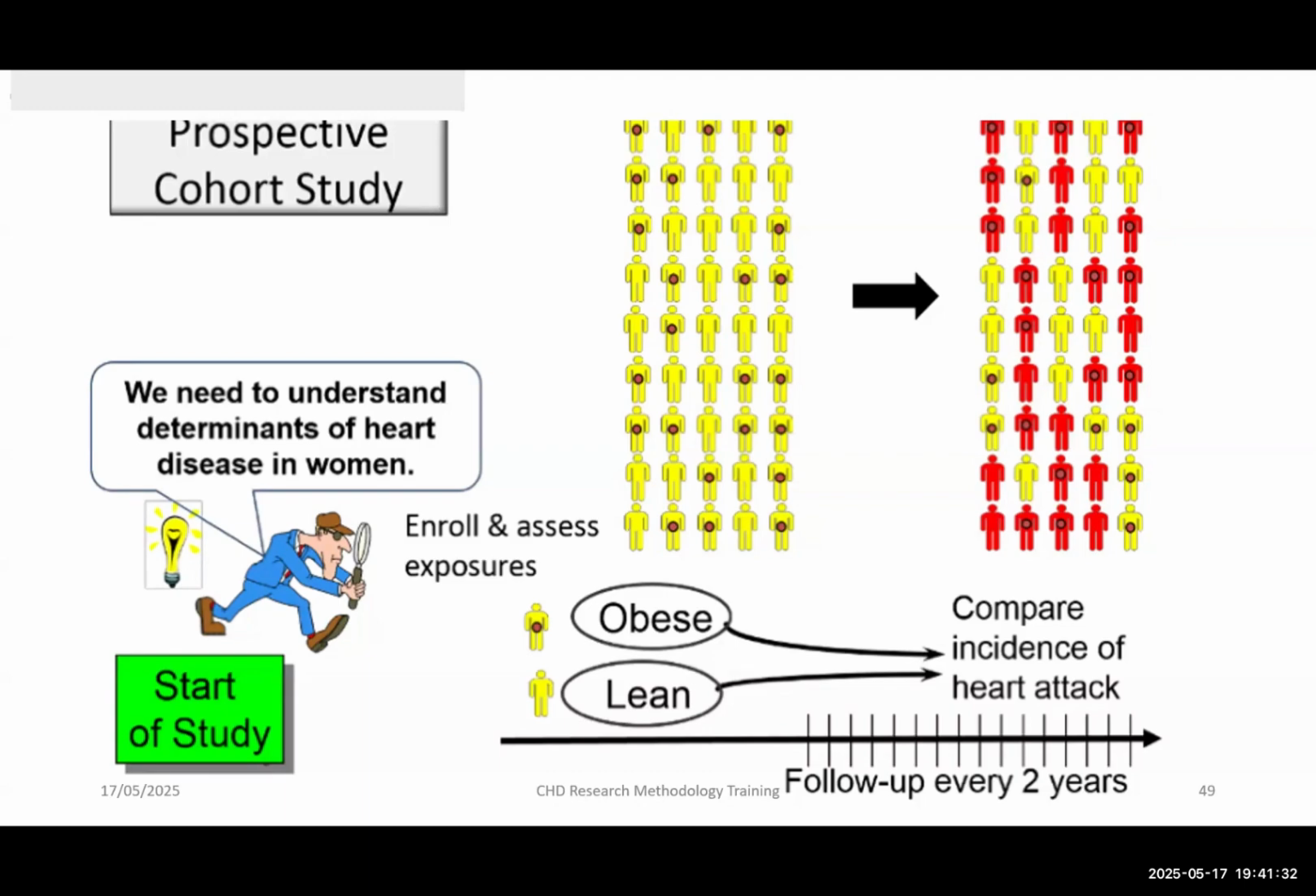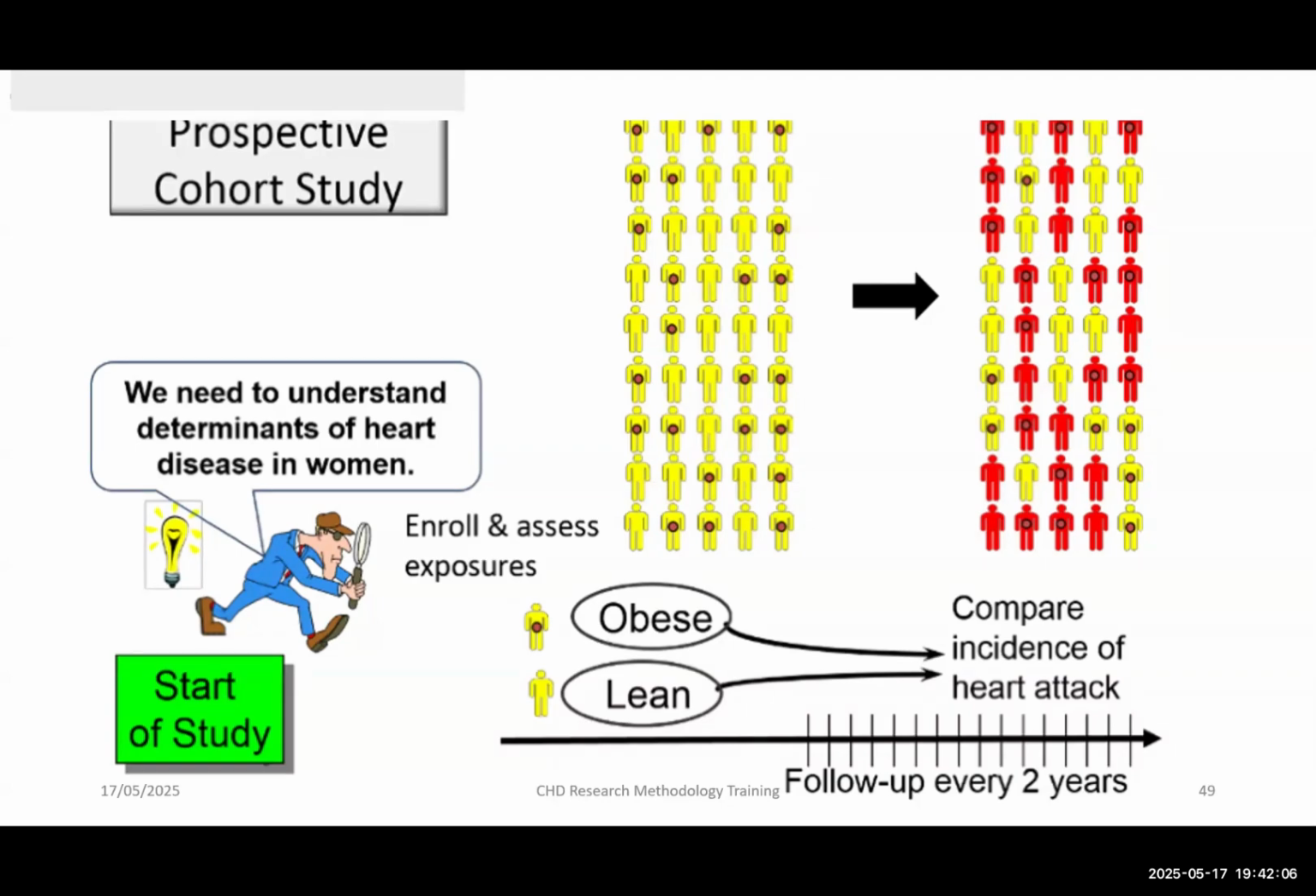That's where the investigator or the researcher is. At this point, you need to understand that the exposure of interest in these women is obesity or whether they are lean. The disease has not occurred. Maybe this is a study determining heart attack in women, and the exposure factor is their weight. Those who are obese and those who are not obese, nobody has had a heart attack yet. Then you follow them up over time.